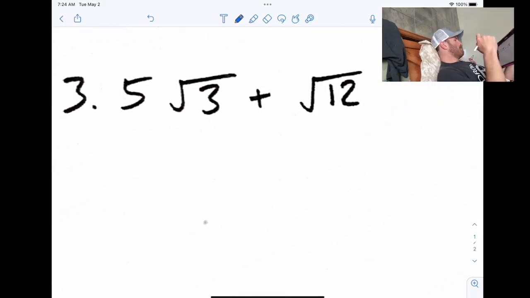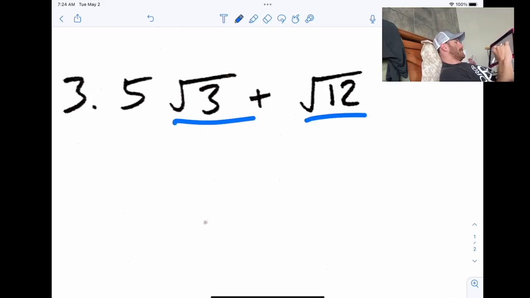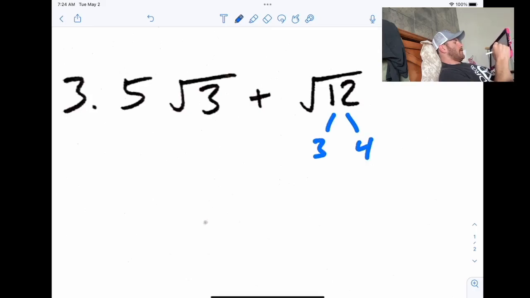All right, let's look at one of these other ones. Okay, so we've got 5 times the square root of 3 plus the square root of 12. Okay, so we'll have to simplify here, all right, because these are not matching up. Our radicals are not matched. So let's simplify the square root of 12.